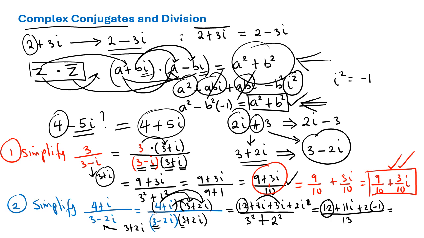So let's keep going. From here, I can combine 12 and negative 2, because this is negative 2 right here. 12 minus 2 is going to be 10. Then I'll just add my 11i, and divide by 13. Now I need to separate this to keep it in standard form. It'll be 10 over 13 plus 11 over 13 i. And this will be your final result.